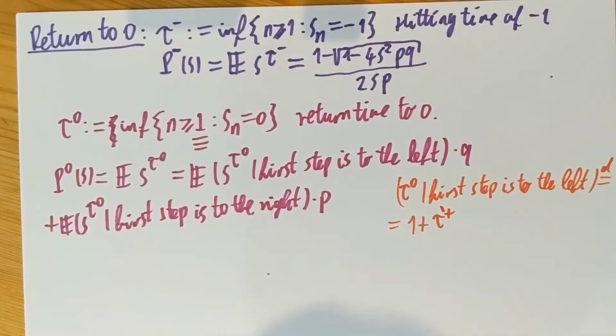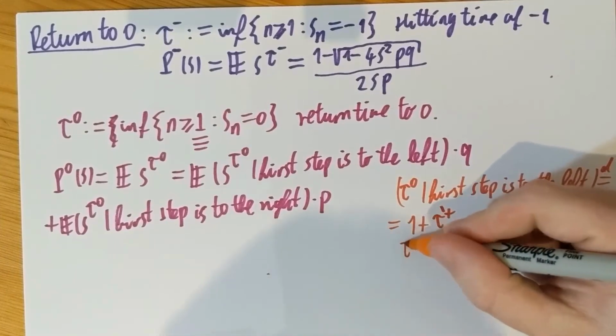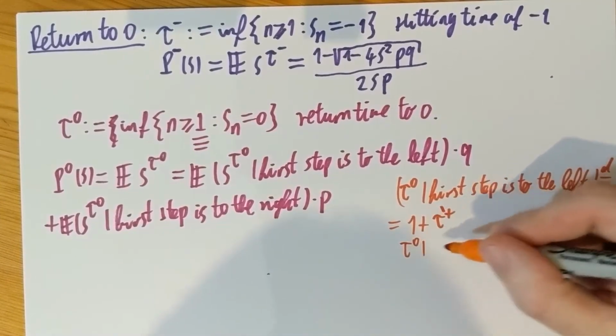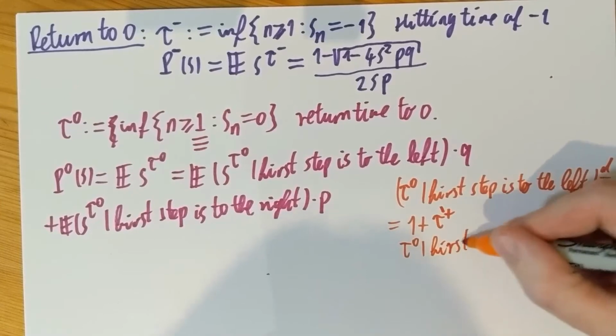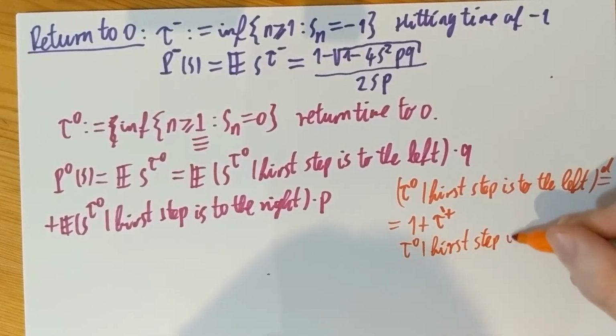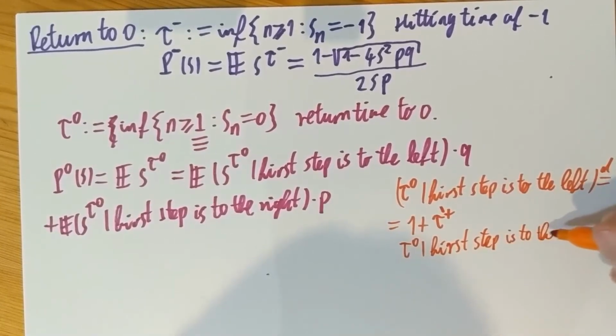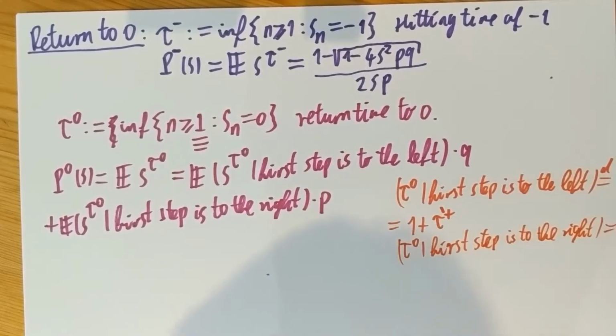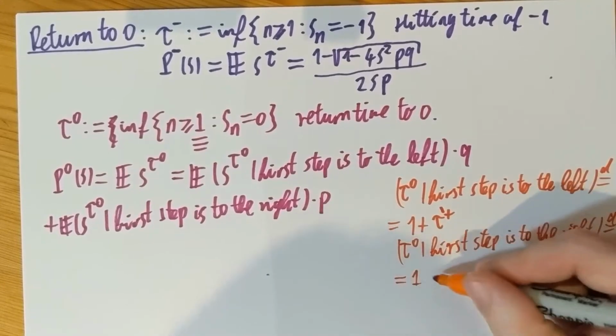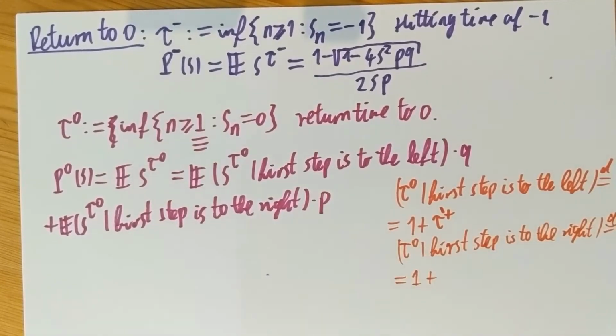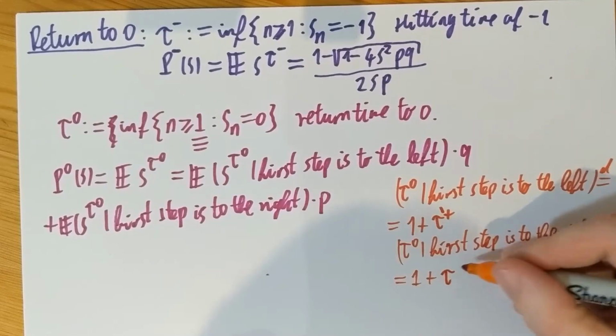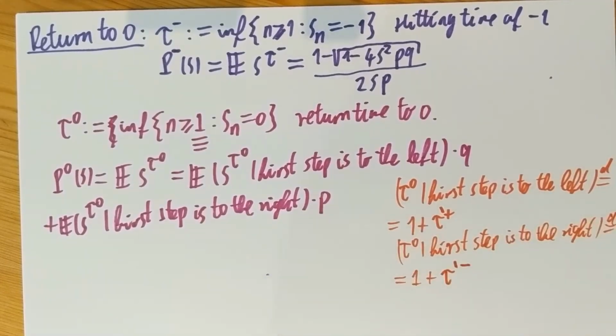And of course the same thing will happen with the first step being to the right. If the first step is to the right, then I wasted one time to do that, and now I find myself at level 1. From there I need to get back to the origin. How long does it take? Well, this is what I called tau minus. I'm going to put a prime again because it's an independent copy of that tau minus.